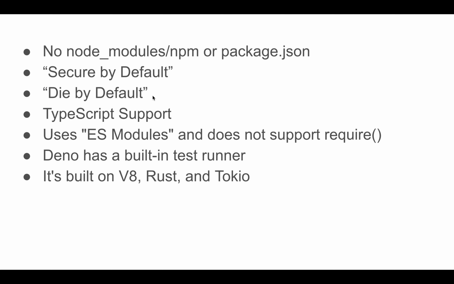To wrap up, what do we have? We have a new JavaScript runner which doesn't support Node modules, npm and package.json. It means that you won't have a huge folder with modules. Then it's secured by default. If we want to execute some script, we need to allow permissions to do it. Also, what's important is die by default. It means that Deno will always crash on an uncaught exception. It was a design choice. If code doesn't catch an error, Deno will crash and die.